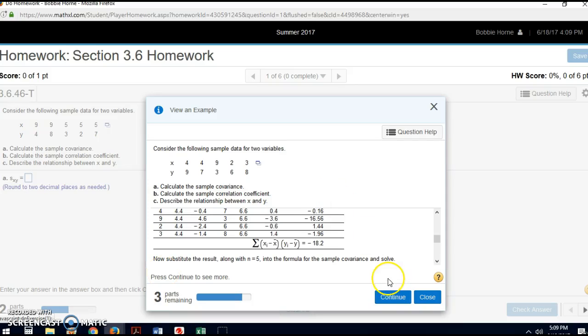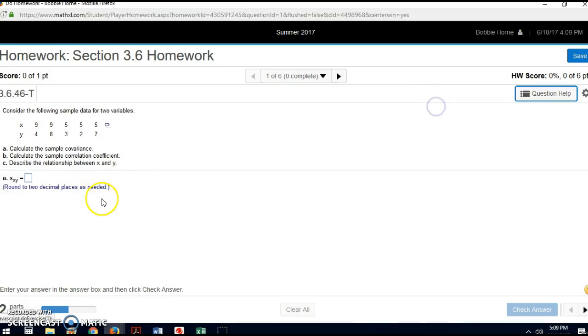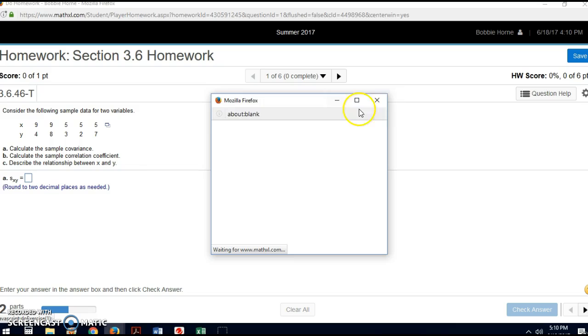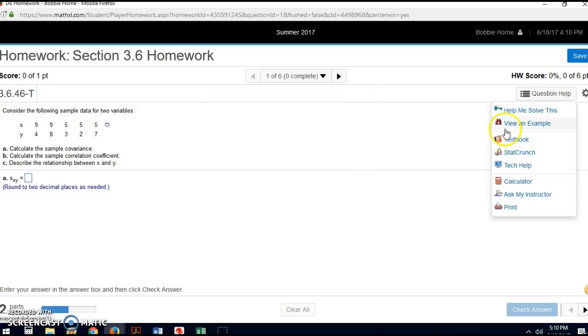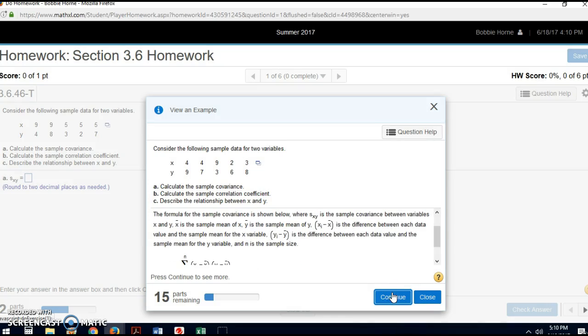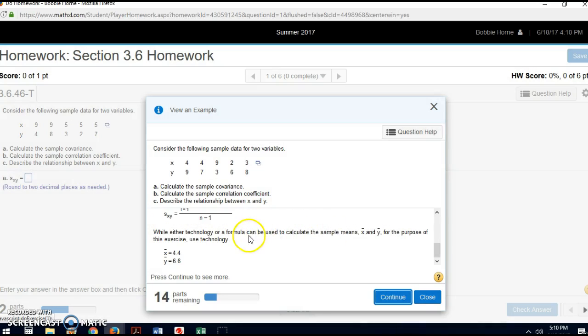Okay, on 3.6, I'm going to work a problem just to show you how to set this up to make the calculation simple. You want to go to view an example and look at how they have set this up, look at the formula.